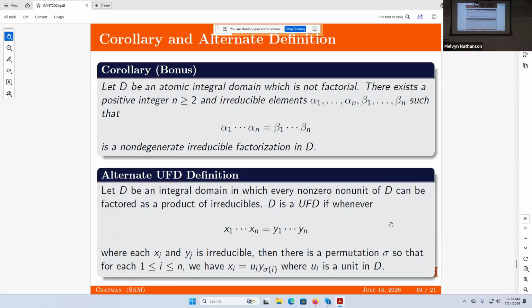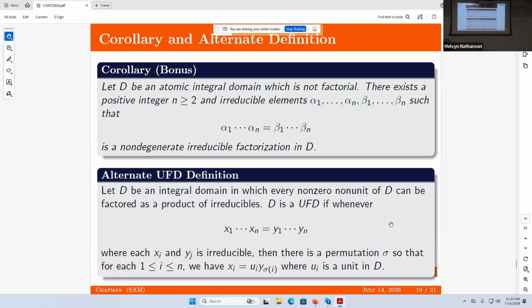And here comes the alternate definition. Let D be an integral domain in which every non-zero element can be factored as a product of irreducibles. D is a UFD if whenever you look at equal length factorizations, they have to be the same. So all you have to do is check the equal length ones.